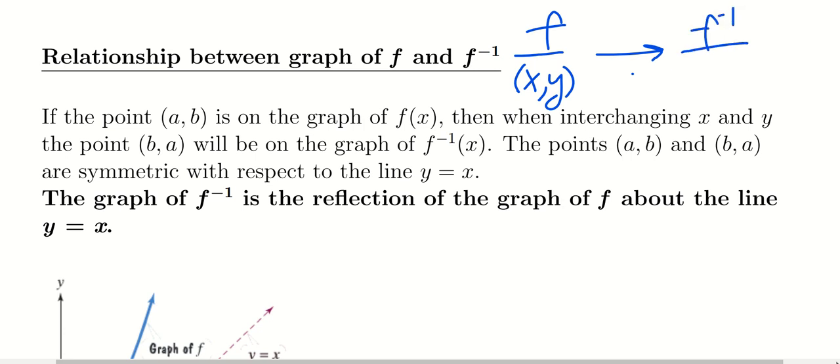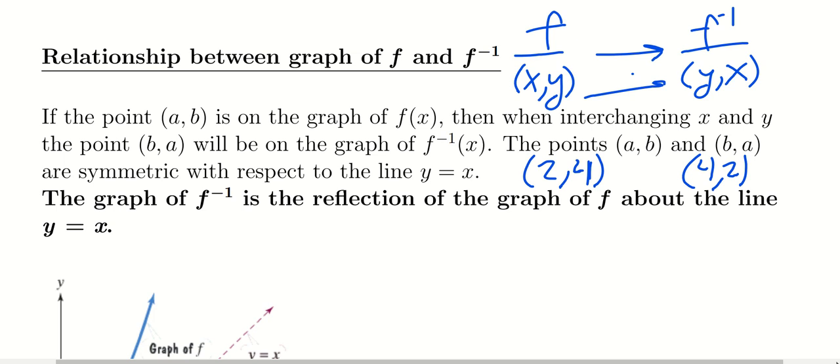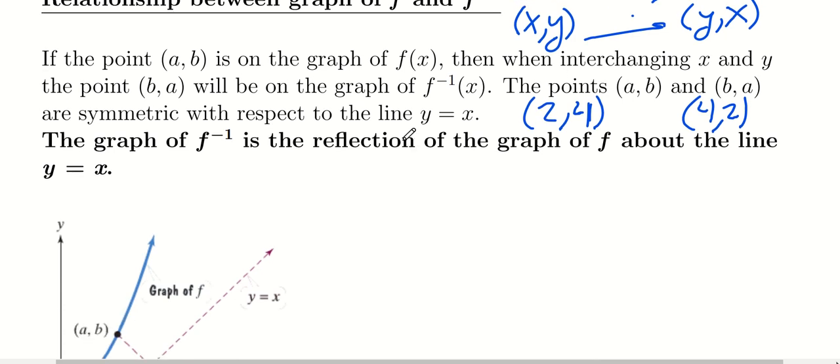Whenever we interchange the point x and y, if everywhere you see an x you put a y, and everywhere you see a y you put an x, that means that the corresponding point y comma x will be on the graph of f inverse. For instance, if 2 comma 4 is on the graph of f, then the point 4 comma 2, which is simply found by reversing the x and the y coordinates, will be on the graph of f inverse. And graphically, this is also going to create a symmetry with respect to the line y equals x.